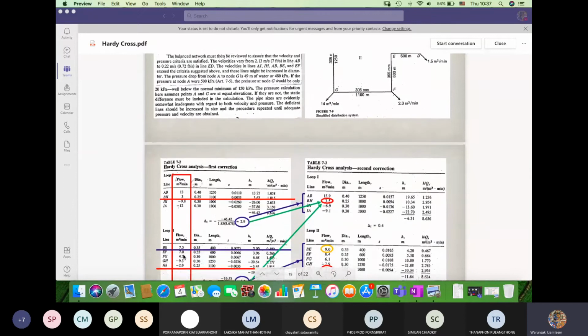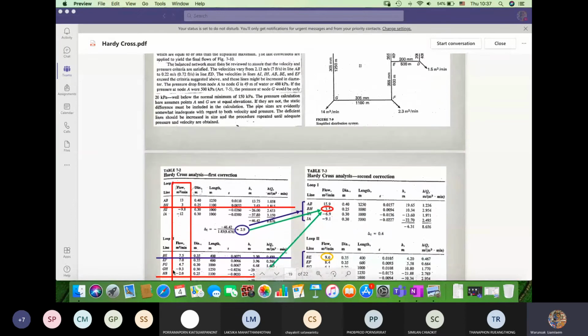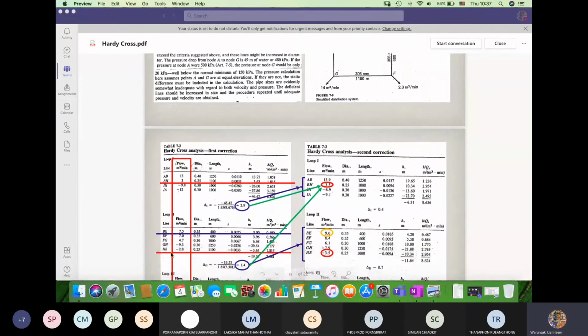Okay, so this is loop 1, and we also have to do the same thing for loop 2. In loop number 2, there are 5 pipes. BH here is the common pipe. So if you take a look at BH again, the flow that you assume should in fact be equal or slightly different. Here they made it 2, but in fact you can actually make it 3. It doesn't matter, but I'm not sure according to this reference why they made it 2.